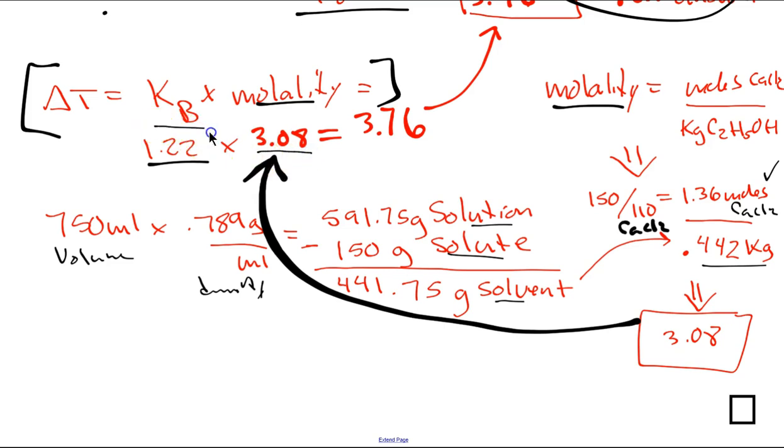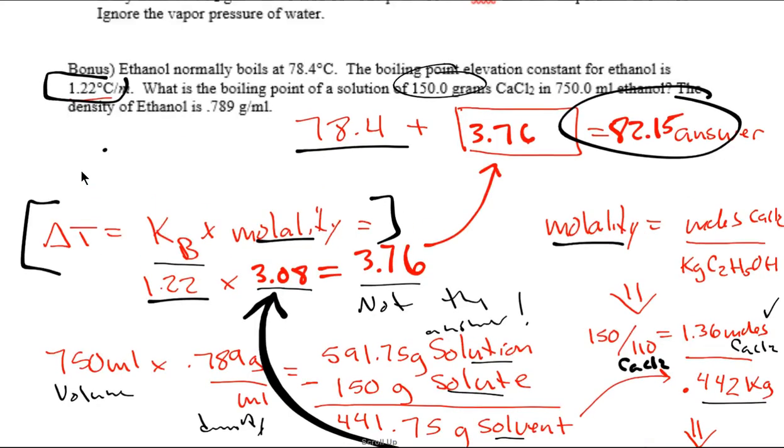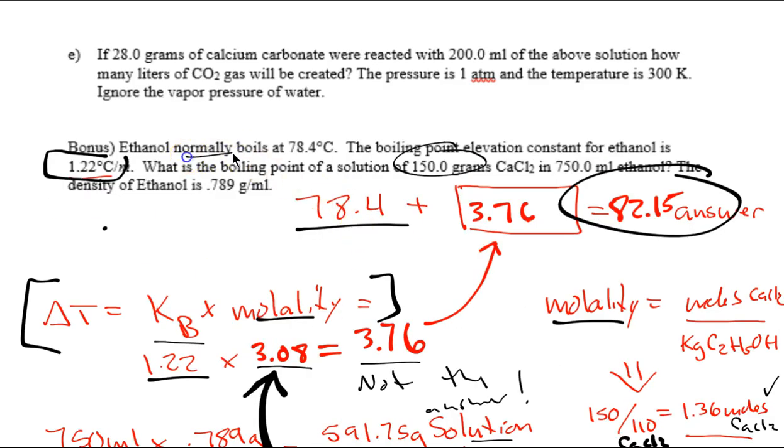So now you take your boiling constant, multiply it by the molality of the solution, and you get 3.76. And remember, this is not the answer. Tons of you will put that as the answer tomorrow. That's what you add to the normal boiling point. 78.4 is what it normally boils at. When we did this, we found the change in temperature. So I add. The reason I add is because boiling point is elevated.